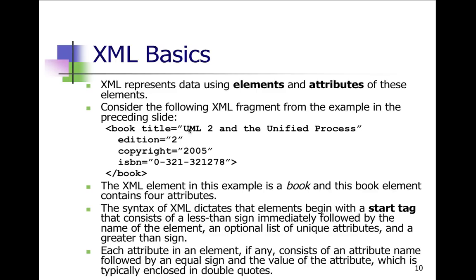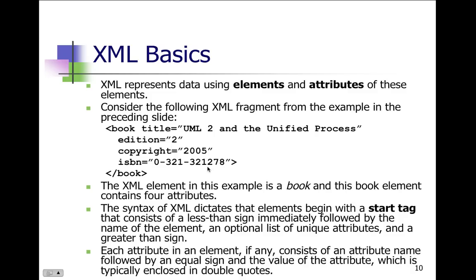Unless you're just parsing it character by character, you can't tell the difference between the attributes and the tag or the element. And they actually use the same terminology as HTML. Elements are elements, attributes are attributes. It means the same thing. So here the XML element in this particular example is the book, and the book element contains four attributes. It contains the edition, the copyright, the ISBN number.